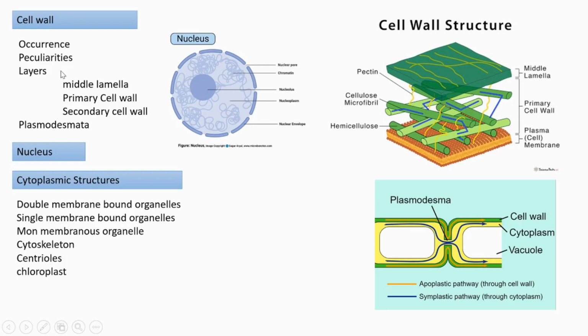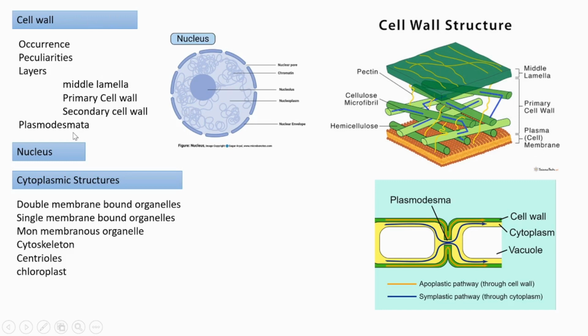And what are the peculiarities of the cell wall? It is a dead and rigid covering, and it is composed of carbohydrates: cellulose, pectin, hemicellulose, and lignin. These are the materials that form the cell wall. And for the cell wall, 3 layers are there: a middle lamella, a primary cell wall seen below the middle lamella, and below that again a secondary cell wall or plasma membrane. These are the 3 layers of cell wall.